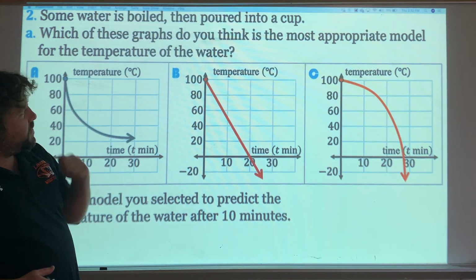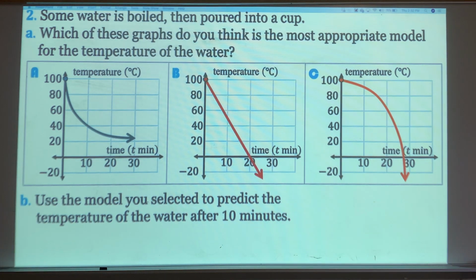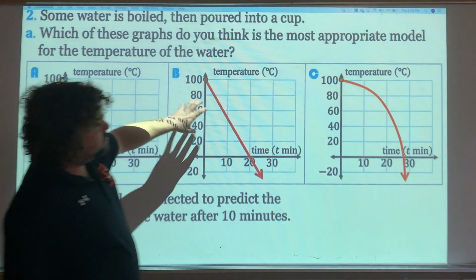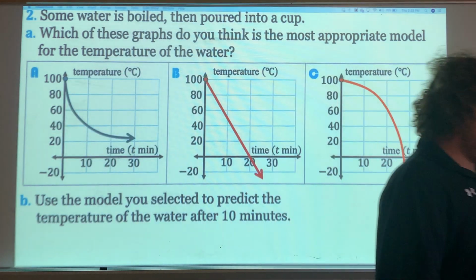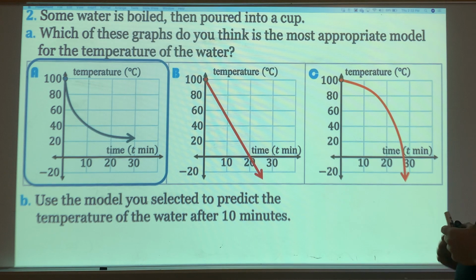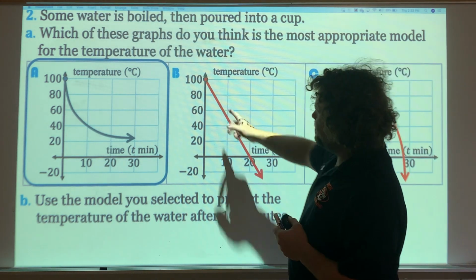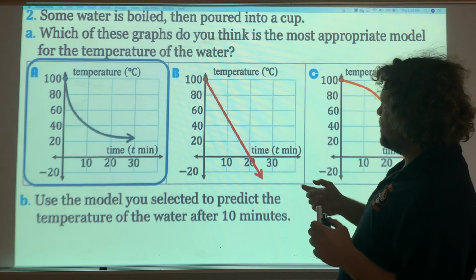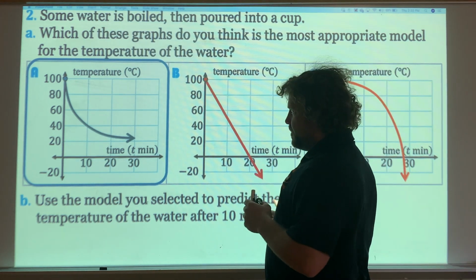Which of these graphs do you think is the most appropriate model for the temperature of the water? So, you boil the water, it gets really hot, and then you just dump it in the cup. Which one of these models do you think represents that? You should have said model A. Why would you select that? Well, look at this one. It doesn't go down exactly the same.